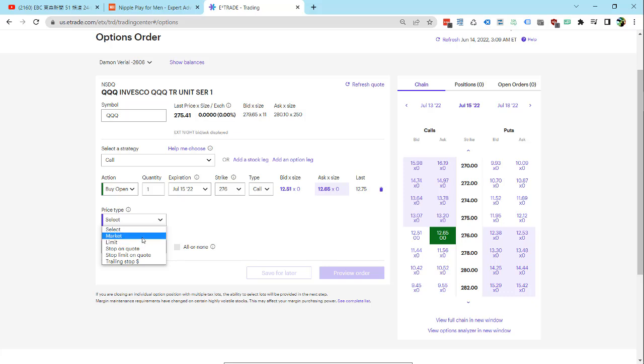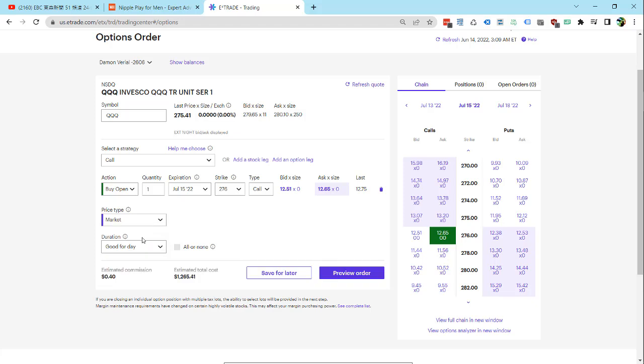But before I get into that strategy, let's just say you choose market. When you choose market, what's going to happen is you're always going to get the worst possible price. You're going to get this ask price. You're going to pay $1,265 for this option. But you can see that bidders aren't paying that.